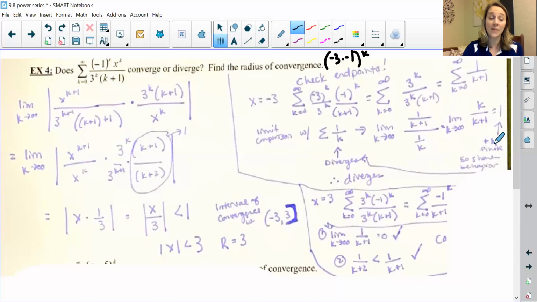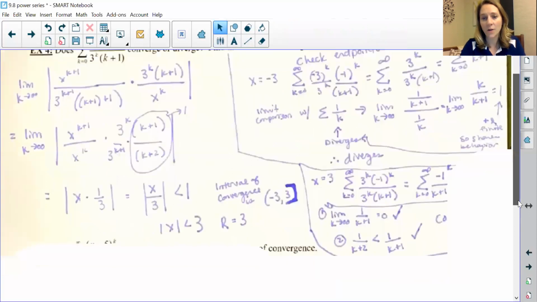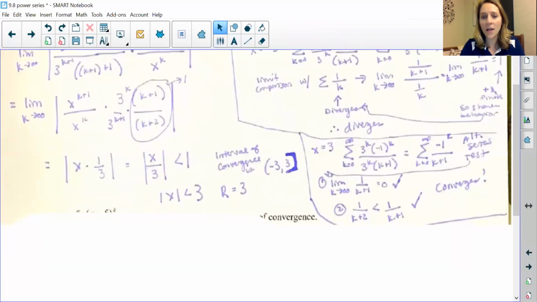And so since that is positive and finite, we're going to have the same behavior as the one we compared it to. And since the one we compared it to diverges, this too will diverge. So -3, sorry, you do not get to be included because we saw it diverges there. So let's take a look at 3.